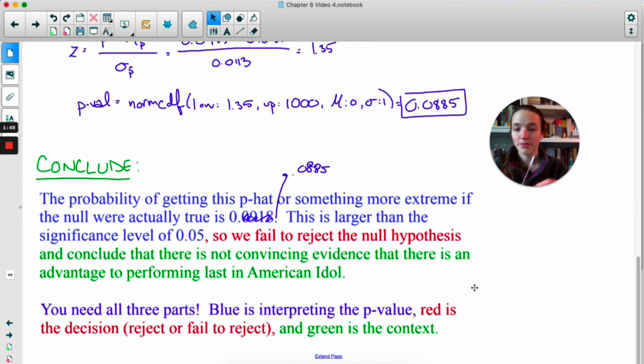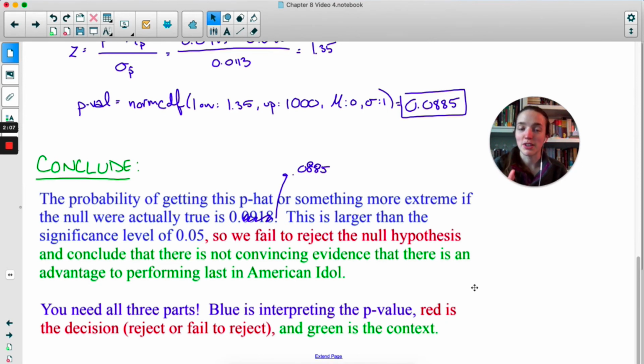In blue, we interpret the p-value. This just means we explain what the p-value actually says. Now you can always use this same format when you're explaining the p-value. A p-value is the probability of getting this particular statistic, in this case it's p hat, or something more extreme, if the null were true.